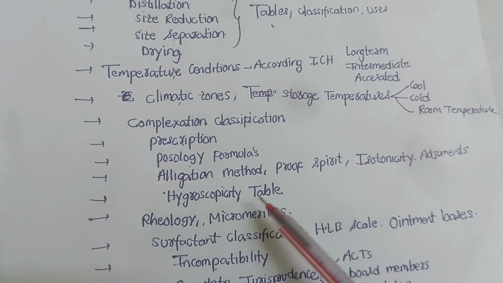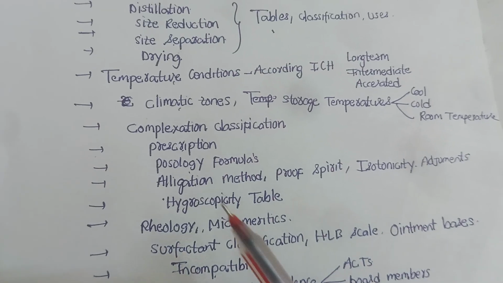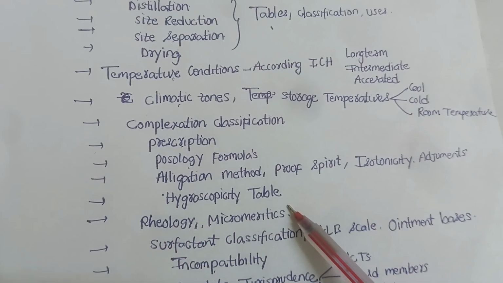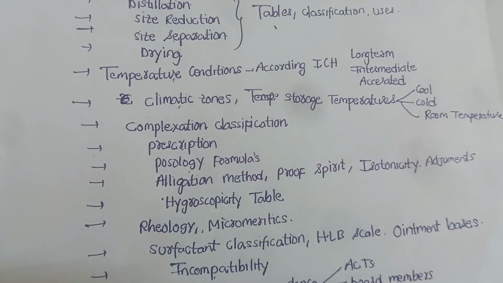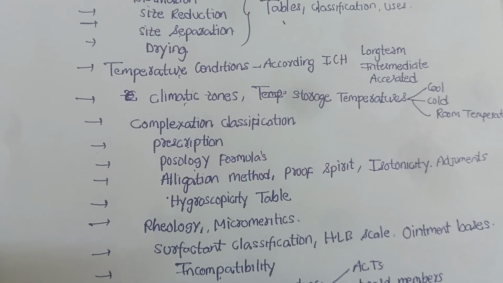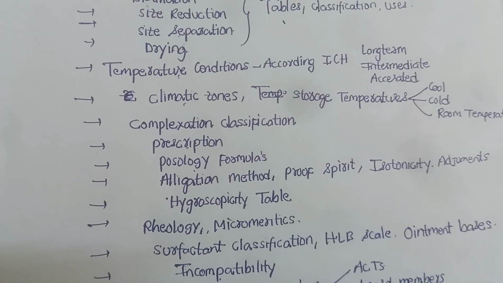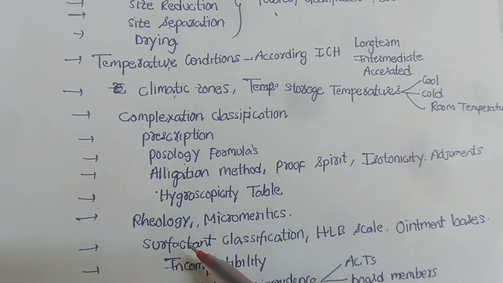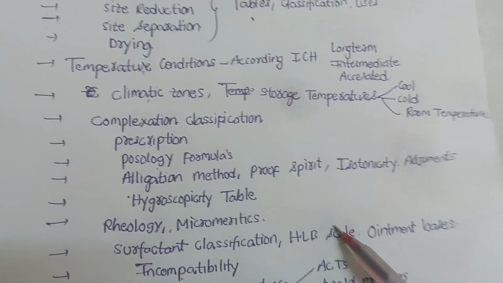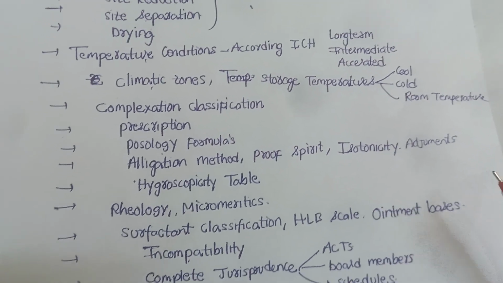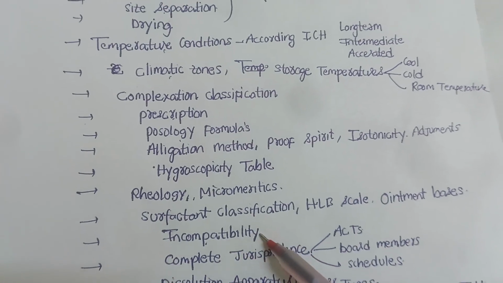And the rheology and micromeritics, guaranteed 2 to 3 questions will come for sure from rheology and micromeritics, very important. And study the first 3 to 4 chapters of physical pharmacy, that is thermodynamics, etc., very important those also. The surfactant classification, very important. HLB scale and the ointment bases. Ointment bases, very important.